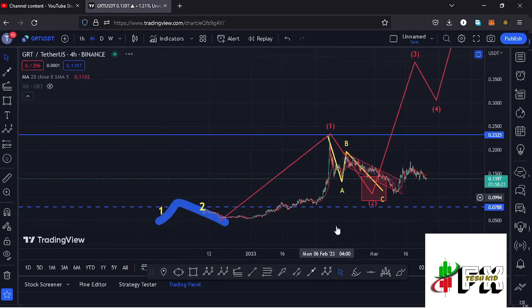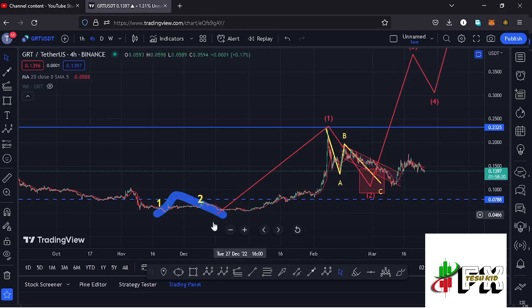and all this is playing out after we fully peaked in the formation of this first wave to the upper side, in a move that gave us a peak at around the $0.2325 mark. And before we started this Elliott structure right here in red, we had seen this 1-2 setup to the upper side.